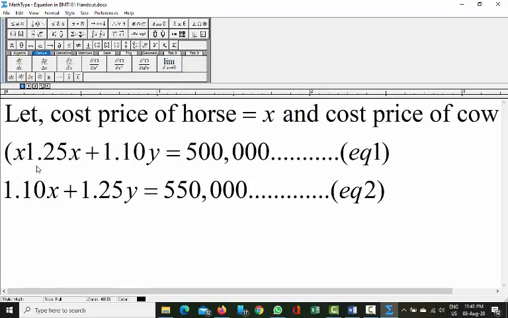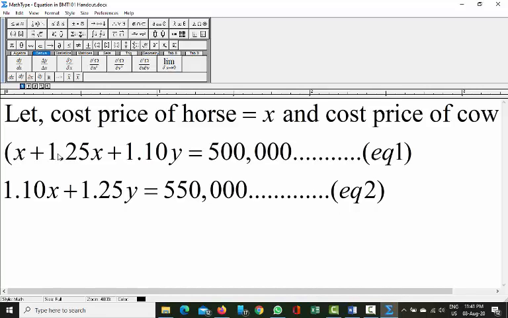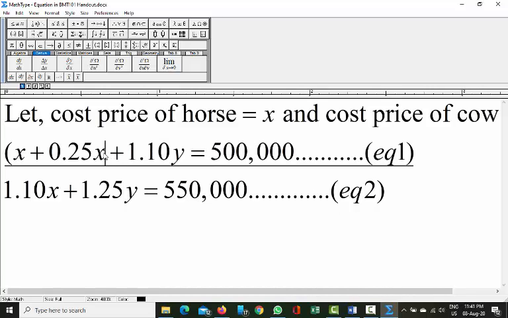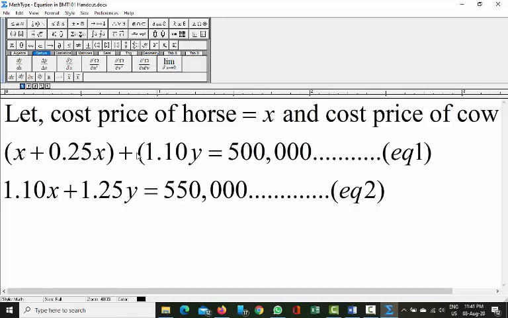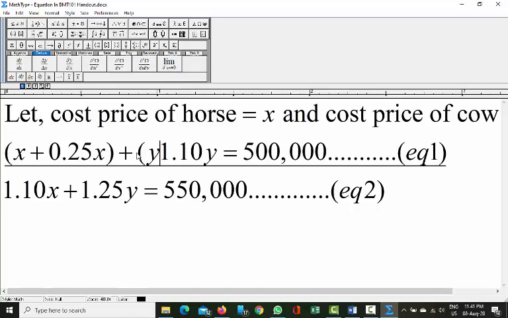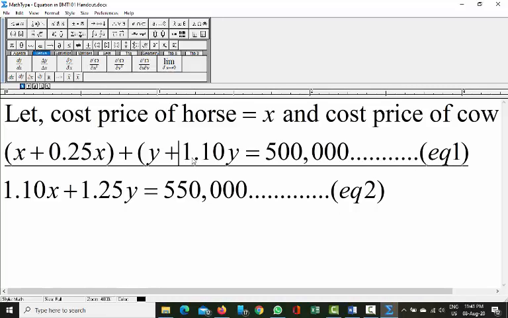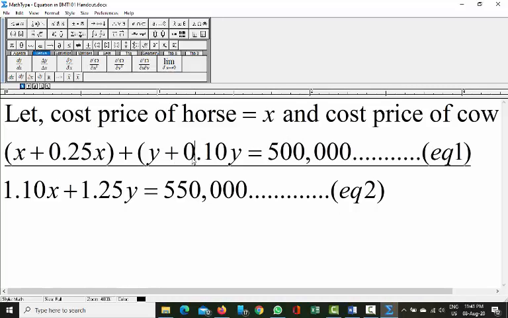X plus 0.25x, y plus 0.10y. So pay attention.